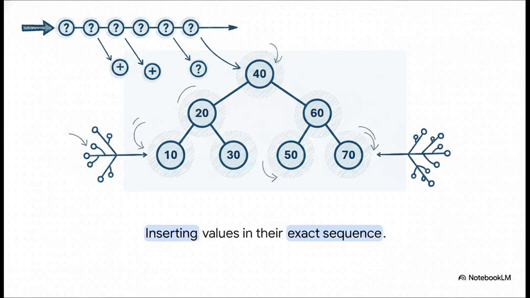Now, what's really interesting is tracing how specific values fall perfectly into place. Say we have a sequence starting with 40. That 40 becomes our root. Next is 20, smaller than 40, so it goes left. Then 60, larger, so it goes right. When a 10 comes along, we compare it to 40, go left to the 20, compare it again, and go left again to place it. Just by following those basic steps, a random sequence naturally branches out into a perfectly structured tree.